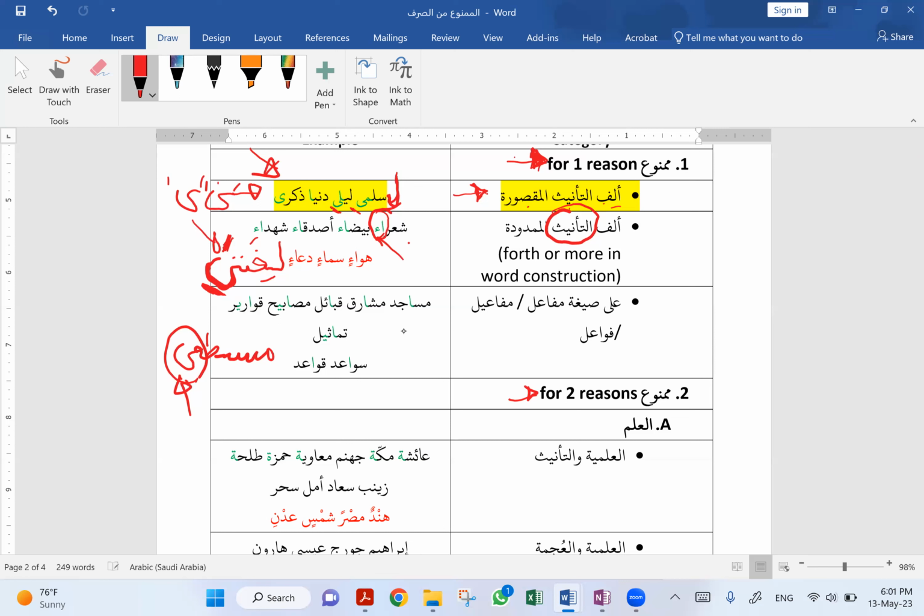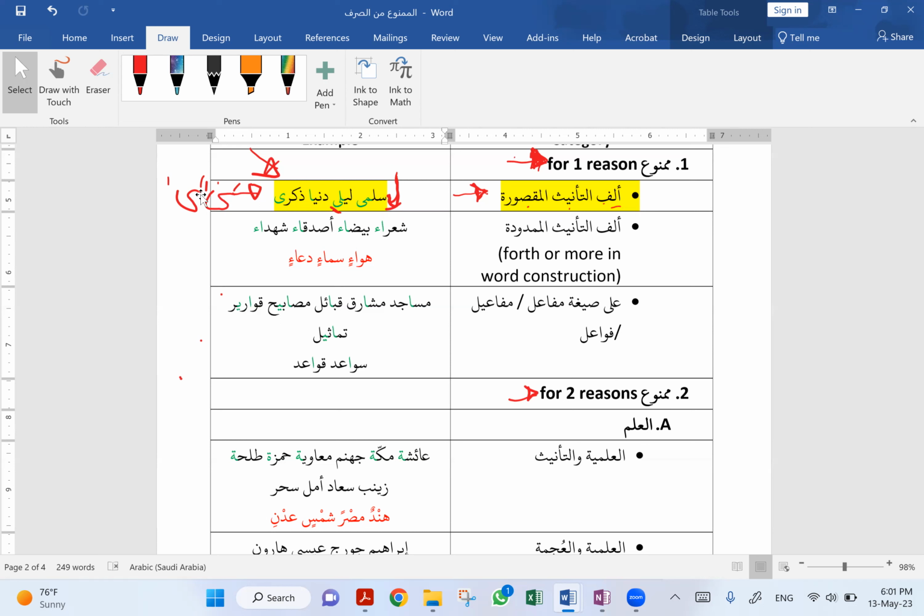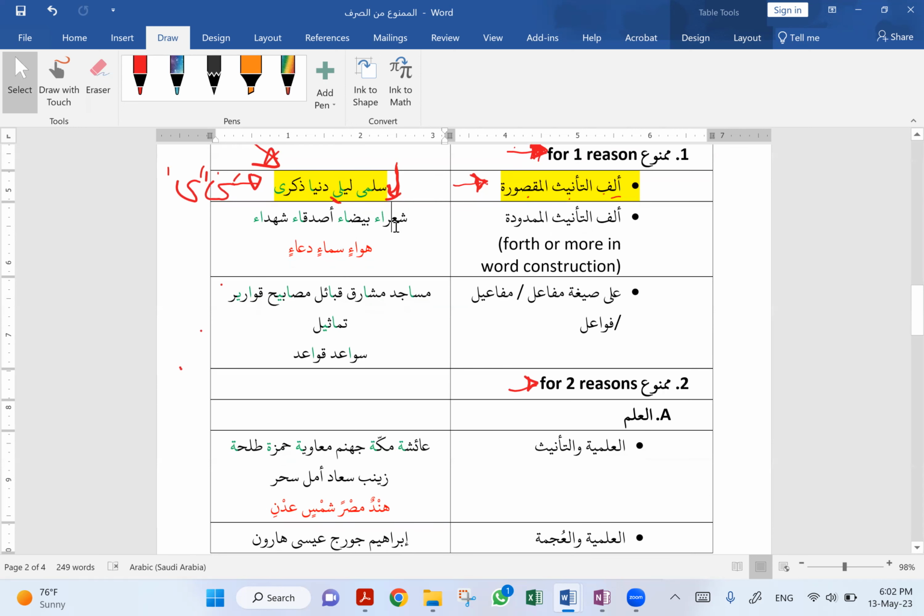Number two, you see this word, shu'ara. Let me clean that up a bit so that you can understand. So this word, shu'ara, bayda, asdiqa, shuhada, you can all hear that they're following the same pattern: fu'ala, fu'ala, fu'ala. But the most important thing we need to understand here is that there has to be three harfs before the alif mamduda. So you have sheen, ain, ra. Then the alif mamduda is the fourth one.